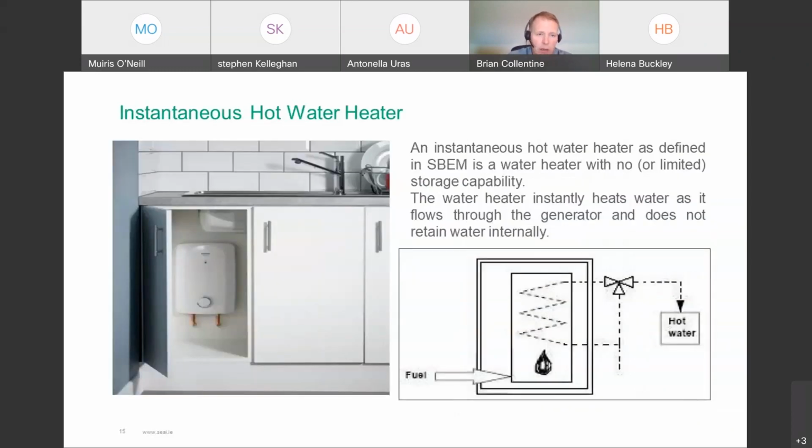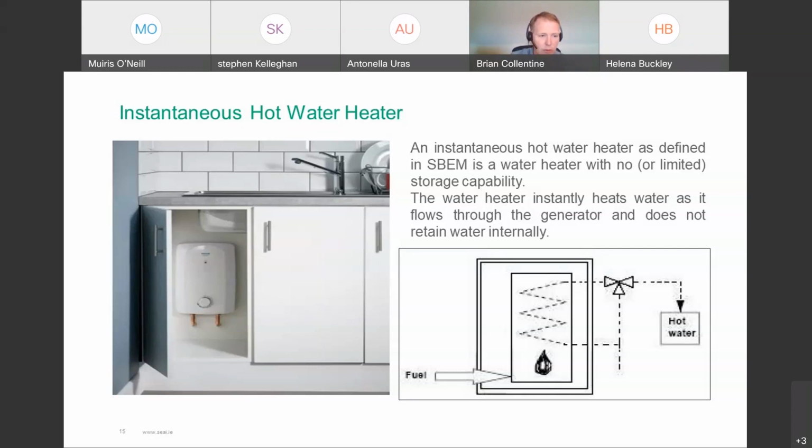So instantaneous hot water is similar to the previous, except here we have limited or no storage capability. The best example of this, if you imagine your electric shower at home, would be a good example of that. And you would come across that under sinks, for example, providing hot water from time to time. An instantaneous hot water heater, as defined in SBEM, is a water heater with no or limited storage capability. The water heater instantly heats water as it flows through the generator and does not retain water internally, and it's only serving the hot water for that selection.